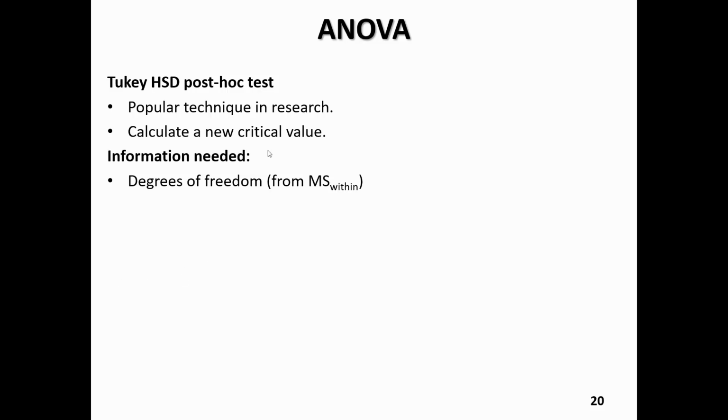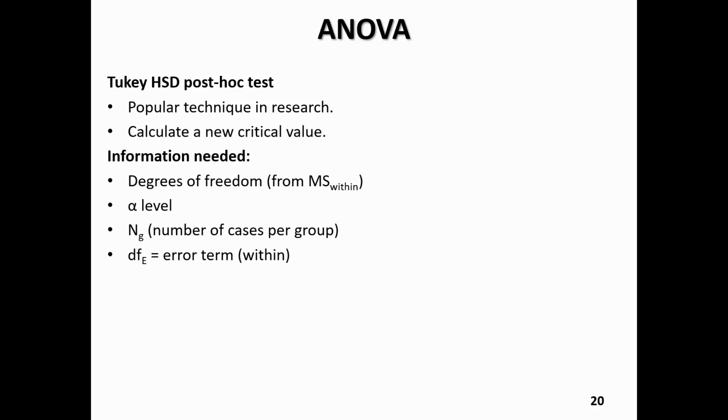And so to do these calculations, we need to draw some information. We need the degrees of freedom from the mean square within term. We need to determine an alpha level, and usually, unless it's stated otherwise, we always go with 0.05. We need the number of cases per group, and remember we had 7 per group. And once again, just to reiterate, we need the degrees of freedom for the within term or the error term. Those terms are used interchangeably. And now we look up a new critical value, and that's called the Q value from the Q table.